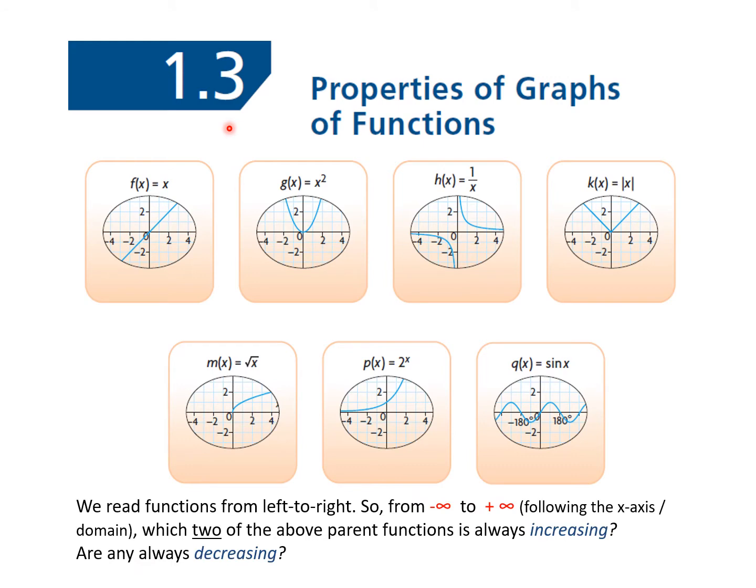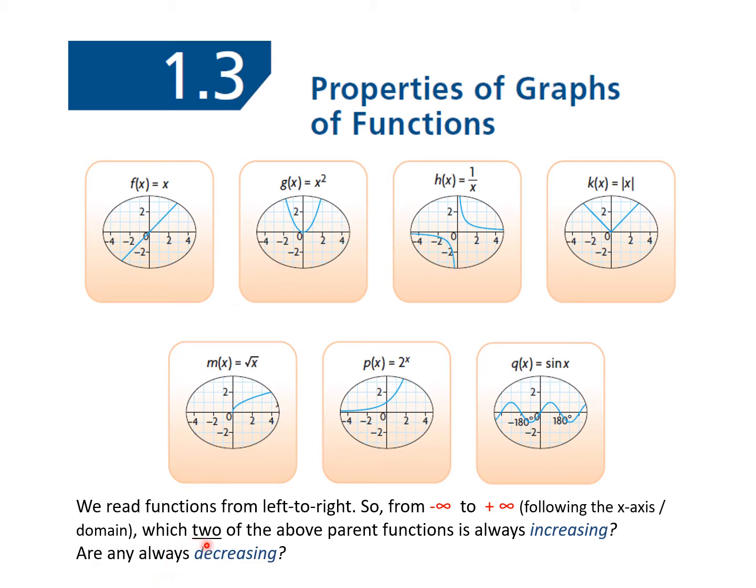So when we read functions, you know this already, we read from left to right, and that means from negative infinity to positive infinity. We follow the x-axis or the domain. So if I was reading this parabola, I would start at -4 and I'd be reading across this way, going from left to right. So, why is that important?